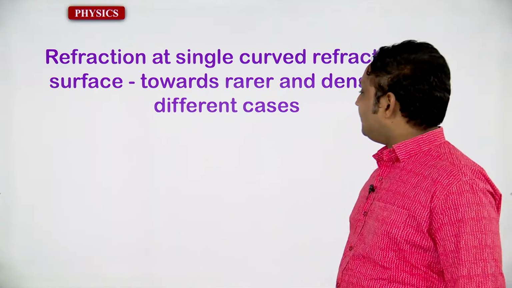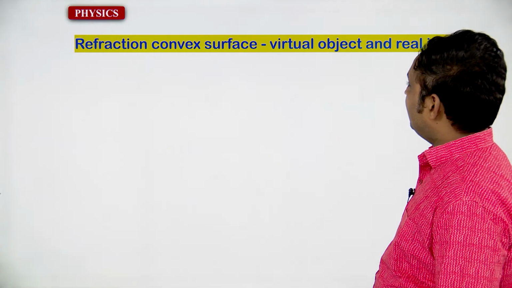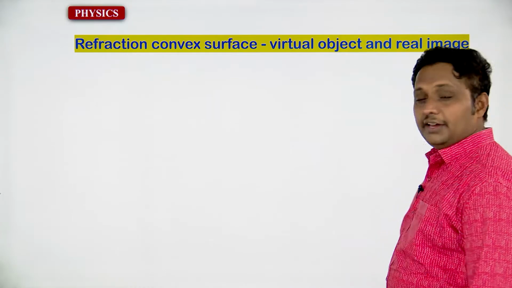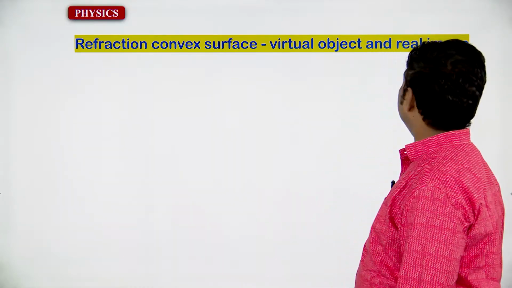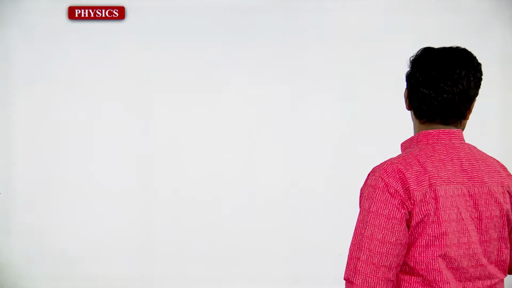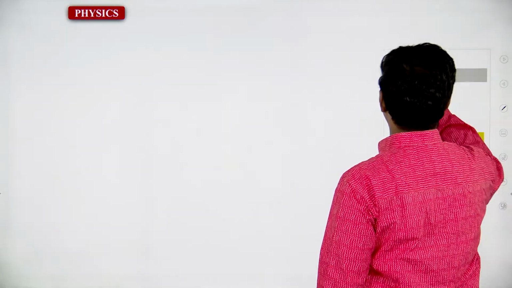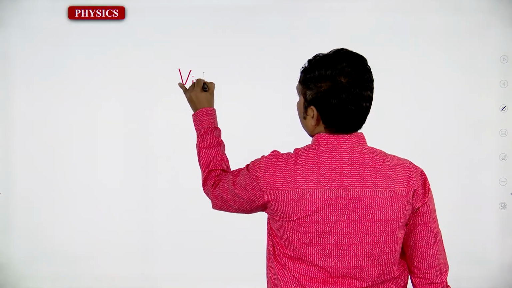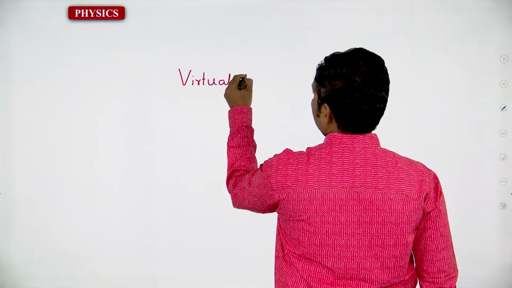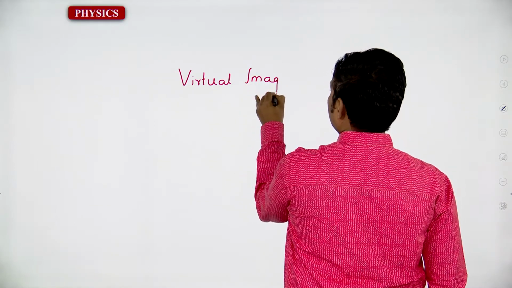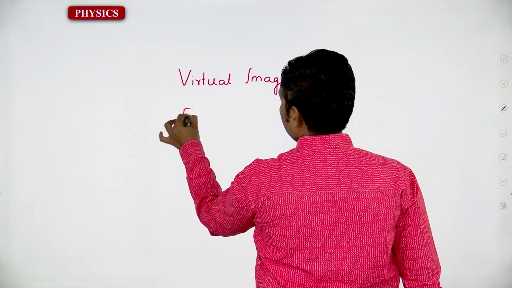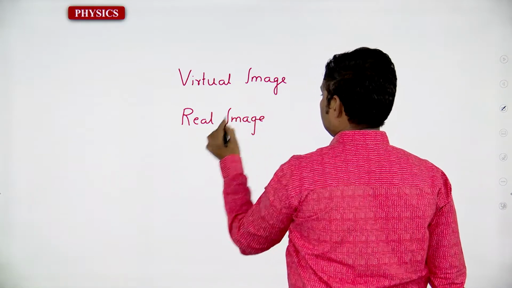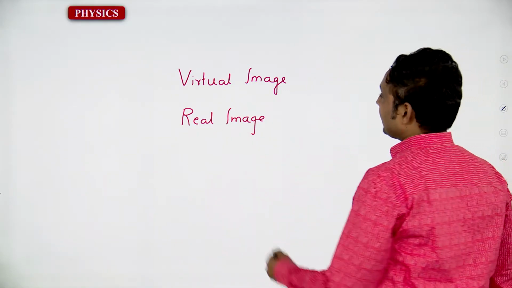So, if we are identifying refraction at the convex surface, it's going to be a virtual object and a real image. It's very clear. You would like to find that out. Virtual image, a real image, you have to take this one.